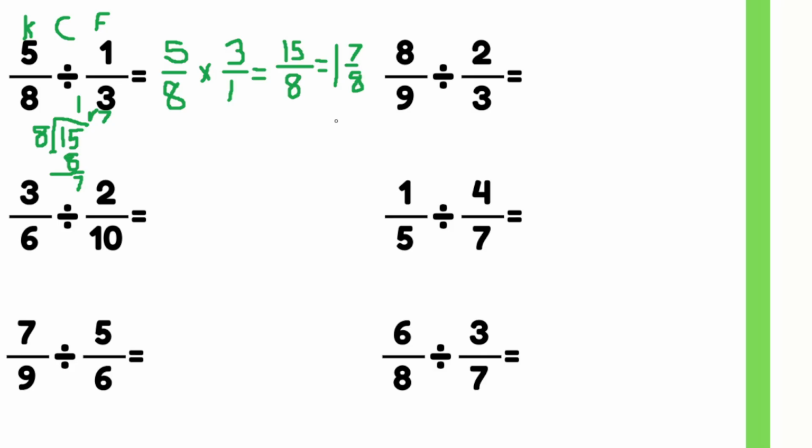How about you pause the video here and try the rest of those practice problems on your own, and then when you unpause it, you can see how you did.